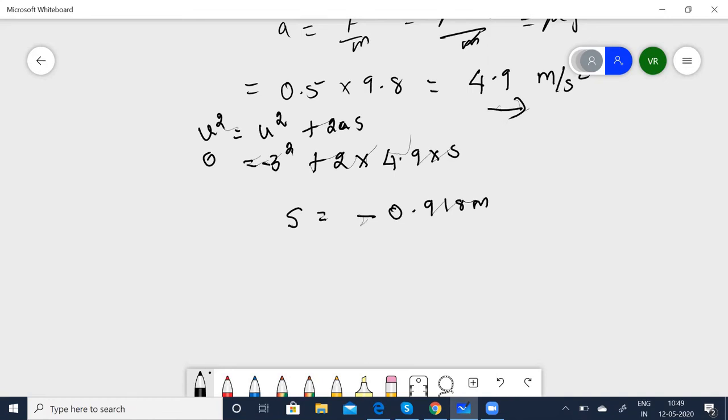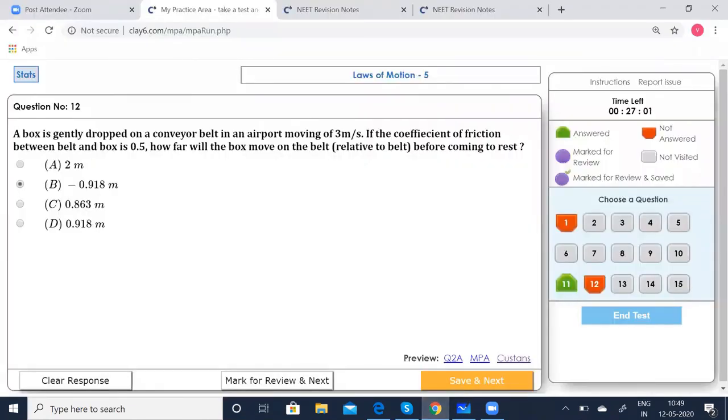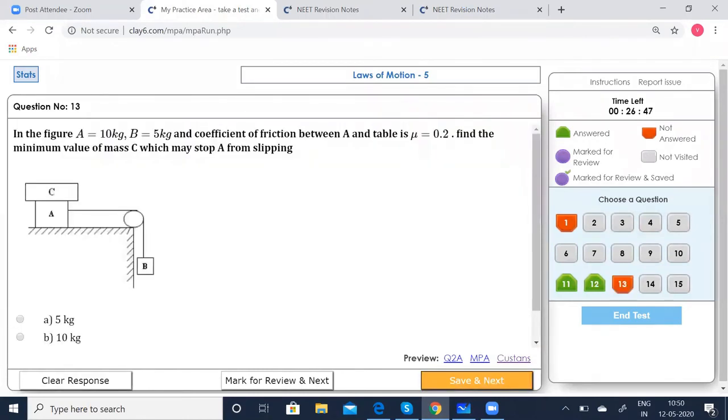Now look into the options. See, D is correct. So remember children, in the first half we did only the acceleration part. Don't think that the problem is over. We have to calculate the distance at which it comes to rest. So save that, go to the next one, the 13th one.